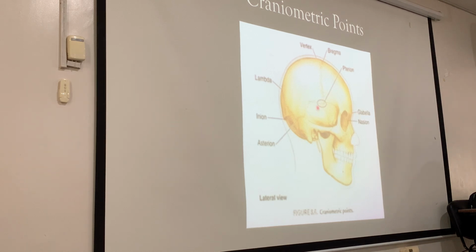And then we have the pterion, where the coronal and the temporal sutures meet. And then we have the asterion, where the lambdoid and the temporal sutures meet. So pterion and asterion. Okay, so those are craniometric points which will be useful if you ever decide to go into neurosurgery as your specialty later on.